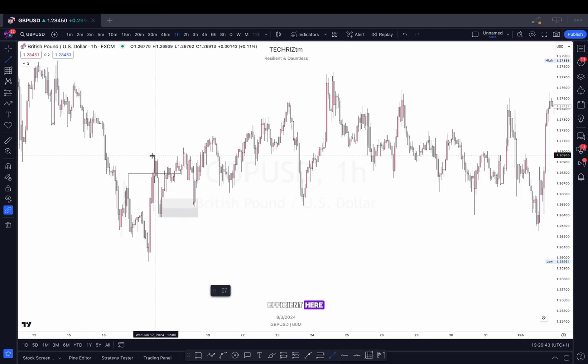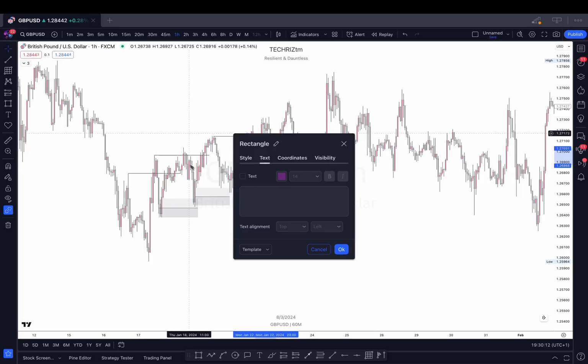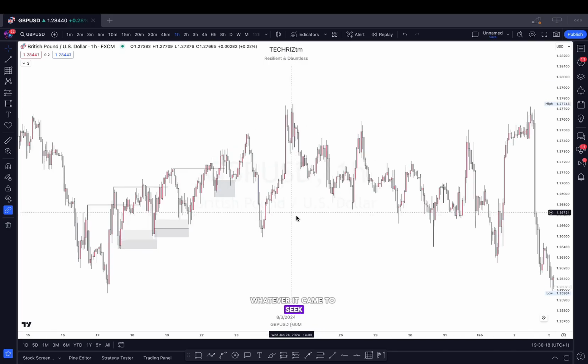Now price is also efficient here. So the same thing goes. Price can actually trade from another block there. Price is also efficient here, right? Came up, entered back into demand, and went up again. So we can see price actually trade from this other block here, right? Before price later came down again to seek whatever it came to seek. It came to take out liquidity, this trend line liquidity.